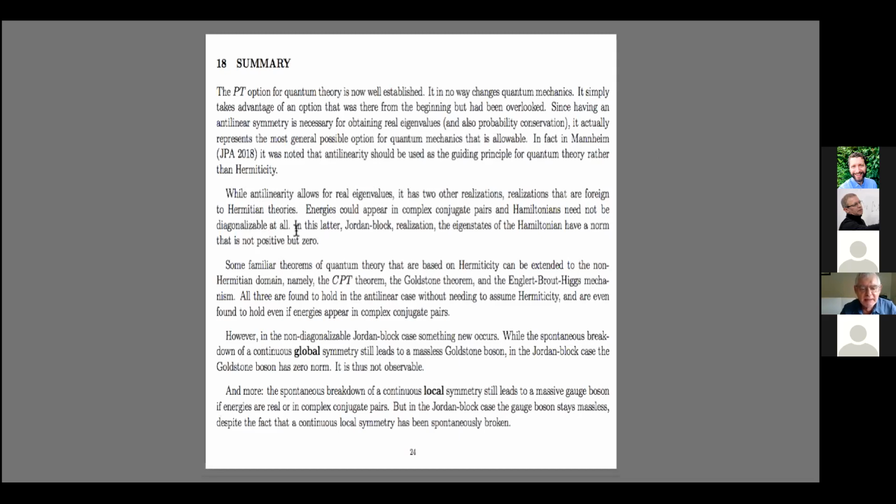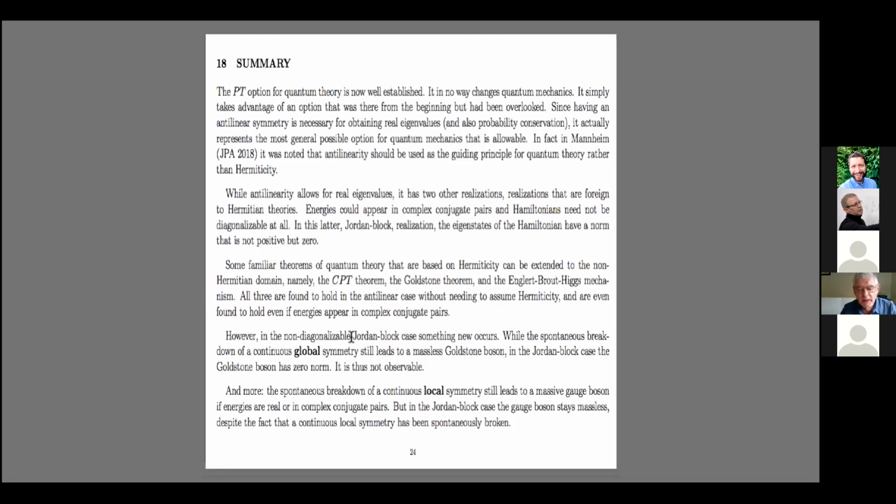In this latter case, the eigenstates of the Hamiltonian have a norm that is not positive, but in fact is zero. Some familiar theorems of quantum theory that are based on hermiticity can be extended to the non-Hermitian domain, namely the CPT theorem, the Goldstone theorem, and the Englert-Brout-Higgs mechanism. All three are found to hold in the antilinear case without needing to assume hermiticity, and are even found to hold even if energies appear in complex conjugate pairs.